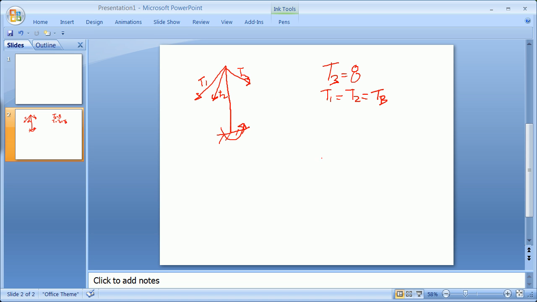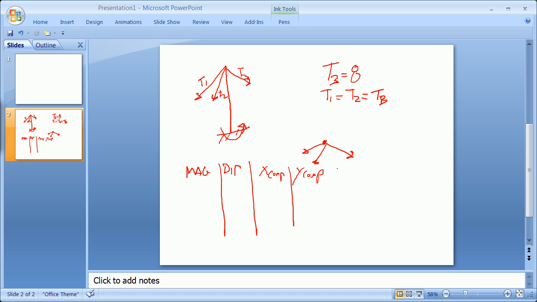So how do you solve a concurrent force problem? You basically show everything in tension. Tension there, tension there, tension there. You write a table, basically, in terms of magnitude, direction, the x component, and the y component. Remembering, of course, that this is going to be the cosine and this is going to be the sine if you think about the angle from the standard position angle.